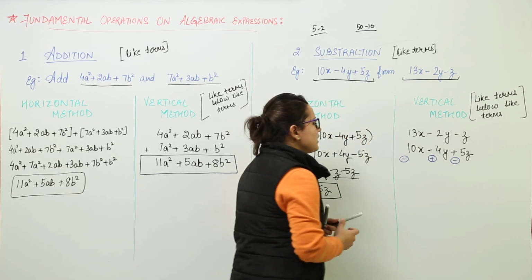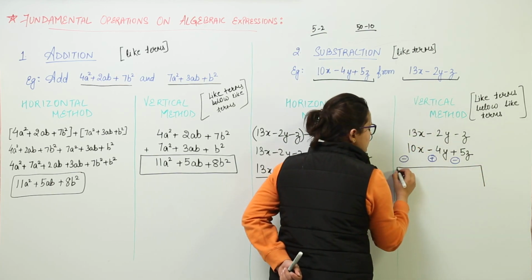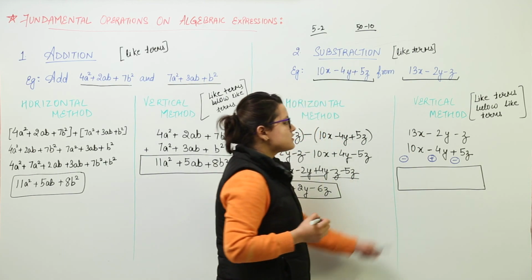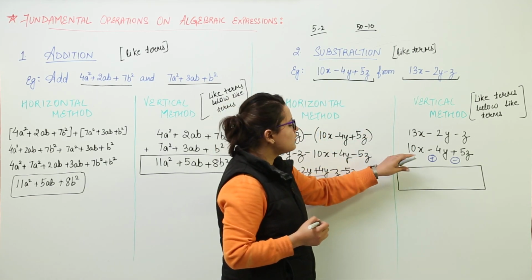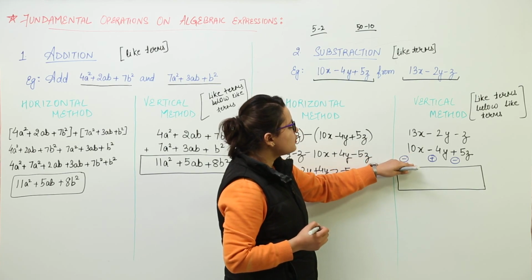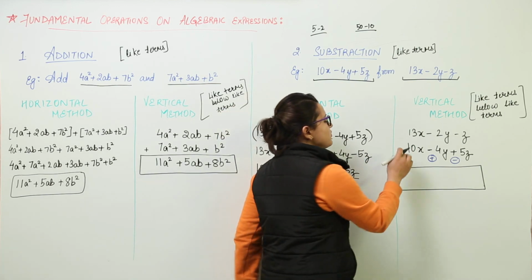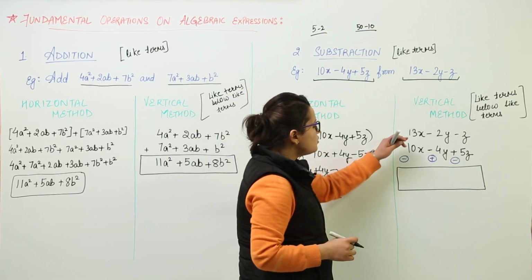Now why have I done that? Because that is to be done always in the case of subtraction of algebraic expressions using the vertical method. So you will always have to change the signs of the lower expression, right? If it is plus, you make it minus. If it is minus, you make it plus. And now you can simplify.